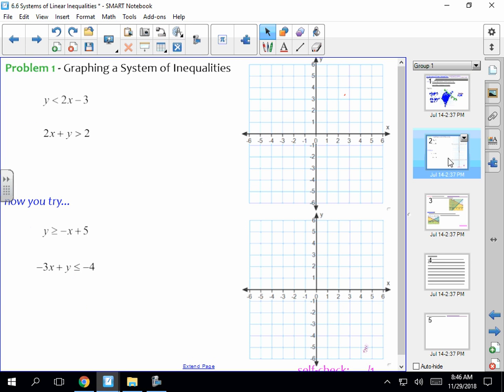Graphing a system of inequalities. Here we go. This looks just like the skill test. One of them is probably already solved for you in slope-intercept form. The other one's not. So the first one's easy to graph. Dot at negative 3 for the y-intercept. Slope is up 2, right 1 from that point.